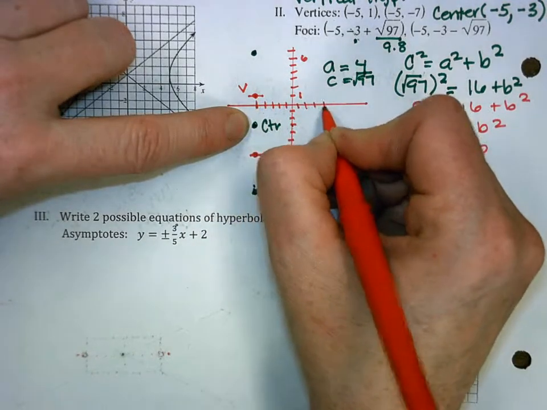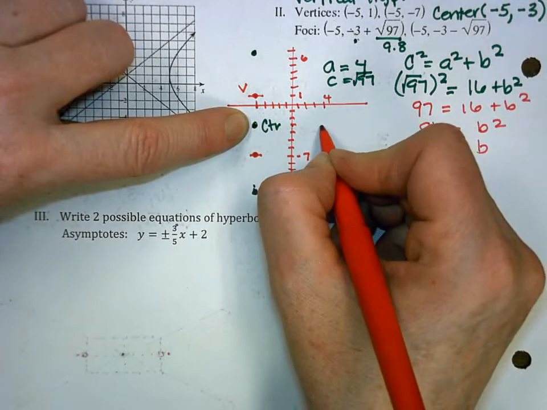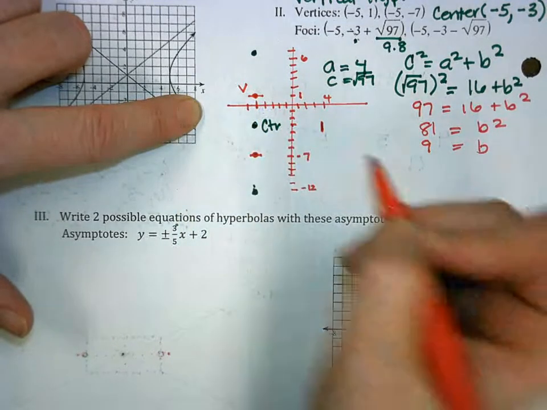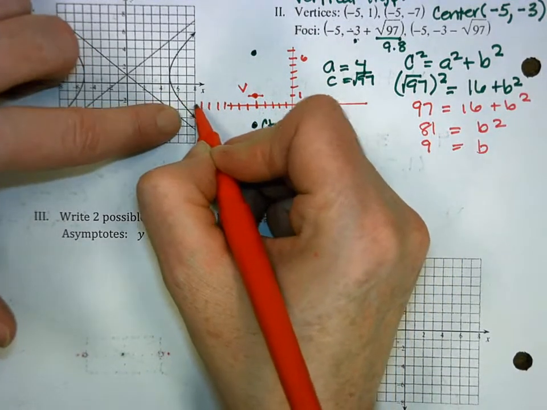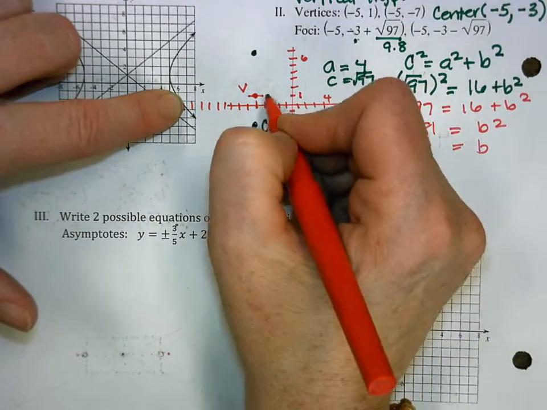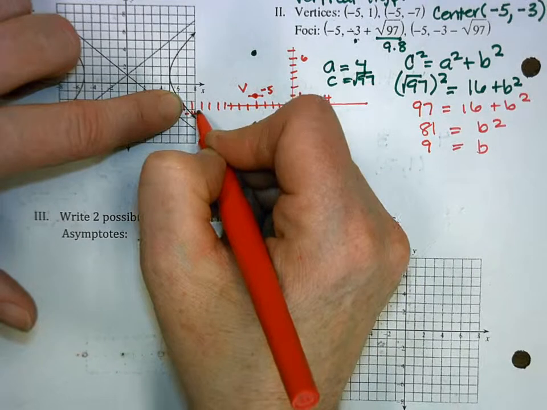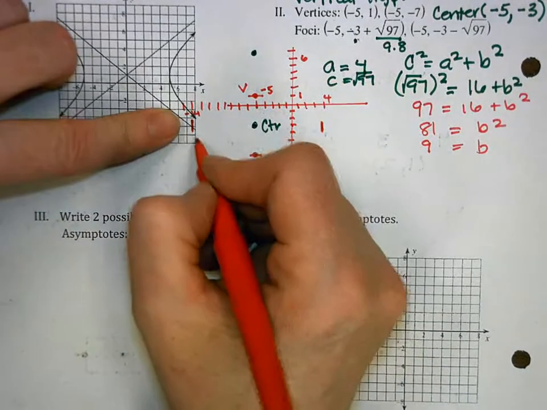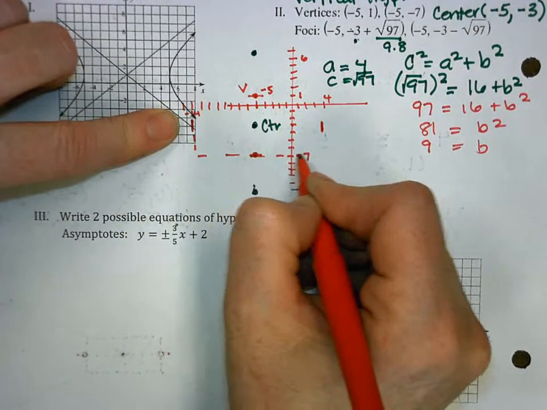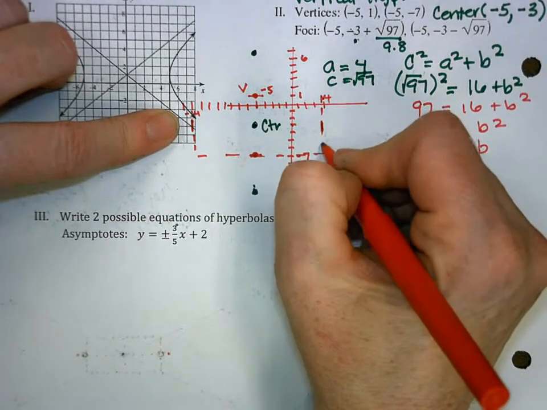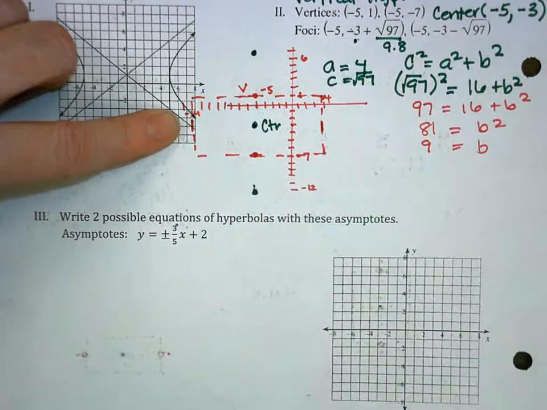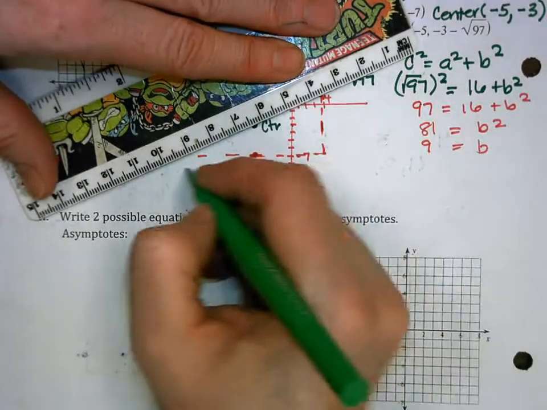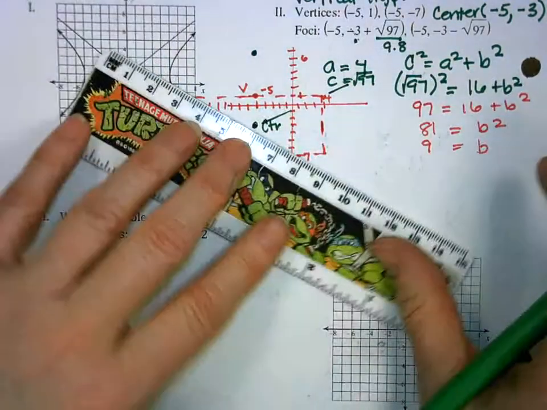So let's go to the center and count 9. We have 5, 6, 7, 8, 9. So that's at 4. So 4, negative 3 will be the side of the box. And 1, 2, 3, 4, 5, 6, 7, 8, 9. If this was negative 5 plus 9, this is negative 14. So at negative 14, negative 3 will be the other side of the box. Now let's draw in the box. Okay, and we have our box. Now we're going to draw our asymptotes from one corner of the box to another.